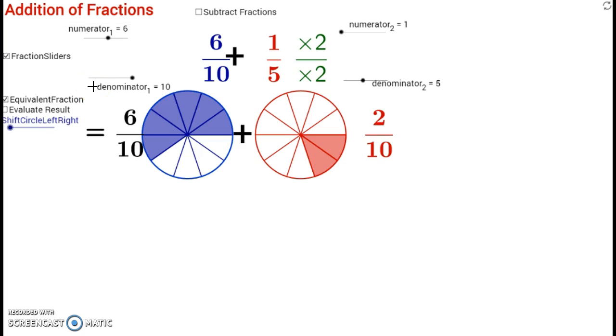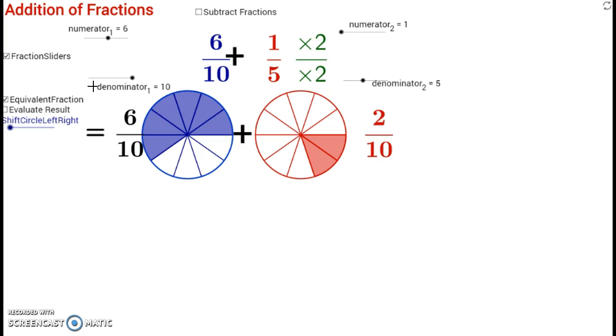It is okay if you used 5 for your LCD. You may have been confused. Remember, a multiple is a number that both numbers can be multiplied to get. We are not dividing. If you didn't get these two fractions, check your work and compare it to what's shown on the screen. You may pause the video to do this now.